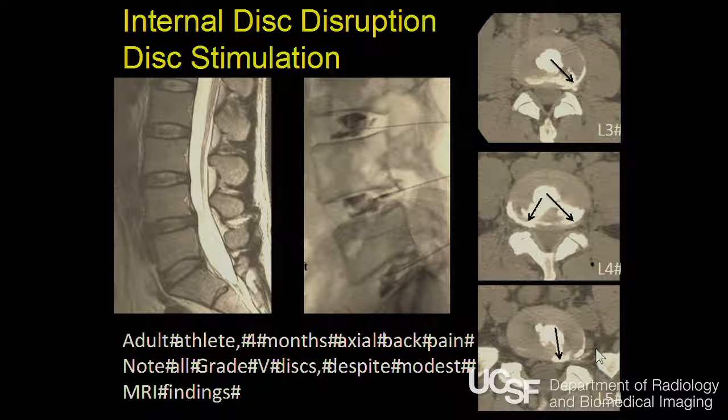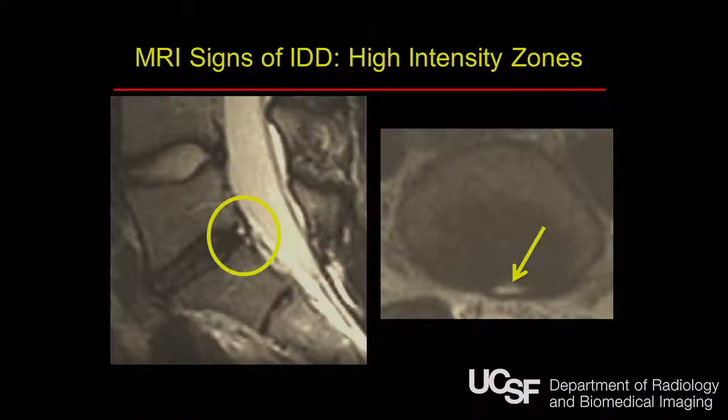So how can we, on MRI, improve our sensitivity for diagnosing discogenic pain? There are two very important MRI features, and in order to be able to detect them, I suggest that all of you should be doing fat-saturated or STIR imaging as part of your lumbar spine MRIs.